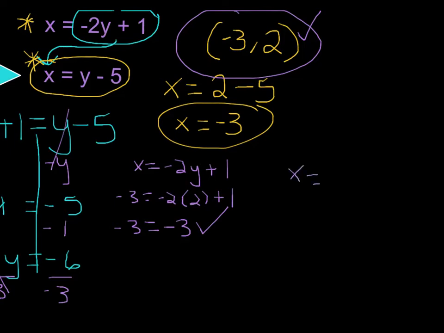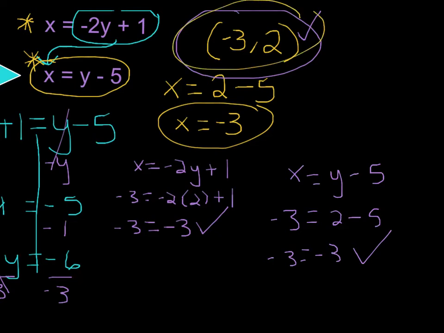x equals y minus 5. Plug in x equals negative 3 and y equals 2. 2 minus 5 is negative 3. So because it works for both, we've just checked that this is the correct solution.